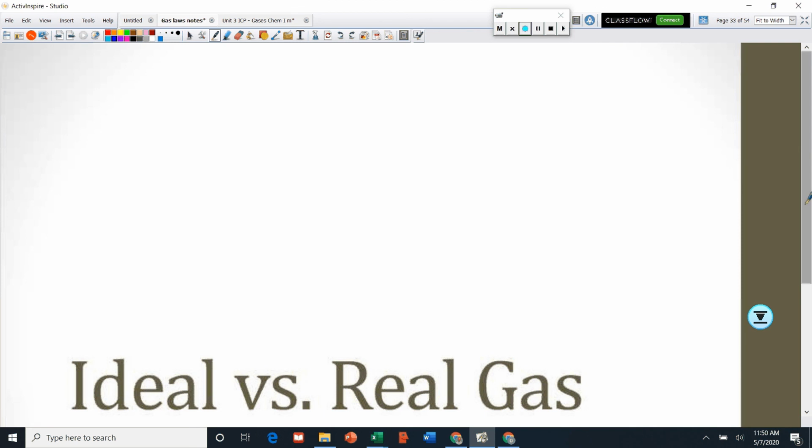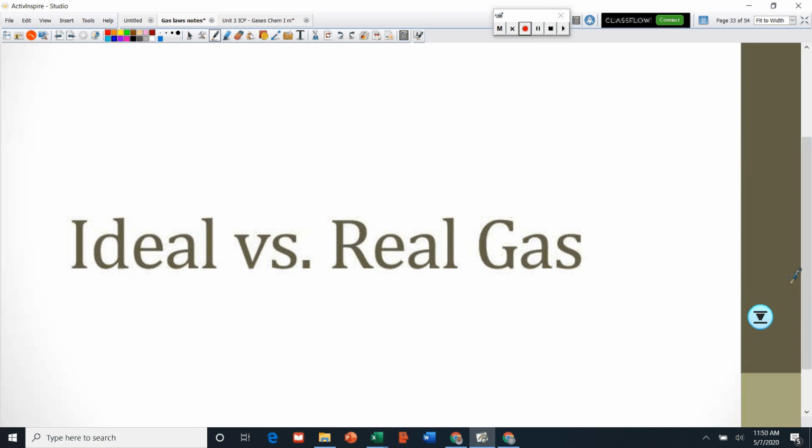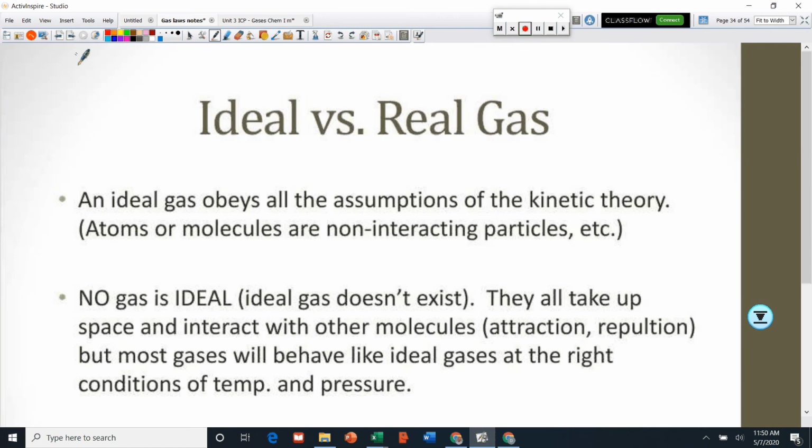Now, getting into ideal versus real. So ideal is the perfect set of circumstances. Real is what happens in the real world. So an ideal gas obeys all the assumptions of the kinetic theory. I'll get to the kinetic theory in a minute.